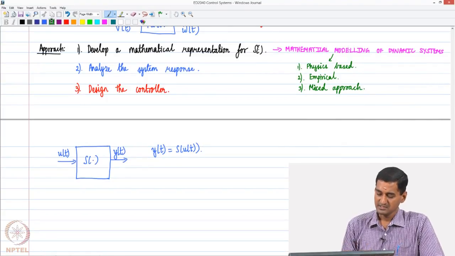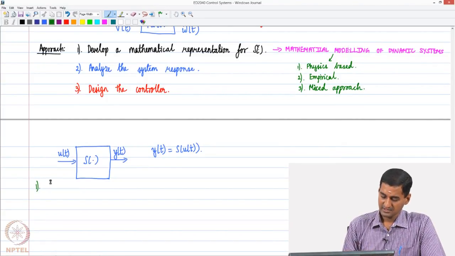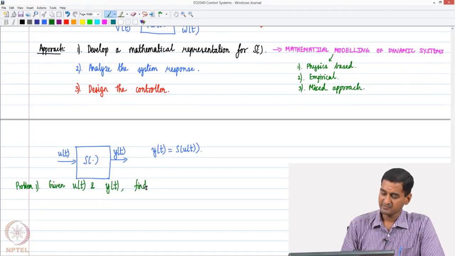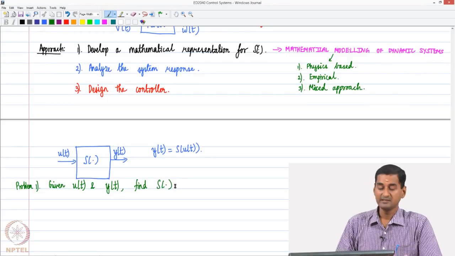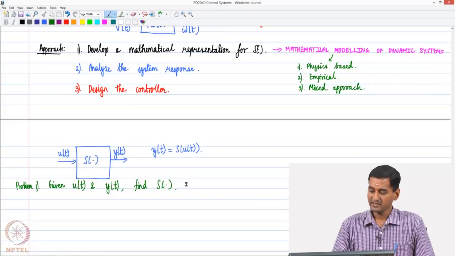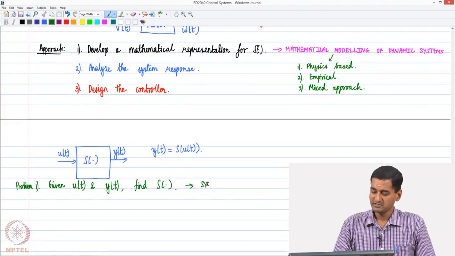Now, let me call this problem 1. The first problem I want to solve is that given u of t and y of t, we are asked to find the mapping S that relates the input u of t and the output y of t. This problem is what is called the problem of synthesis.